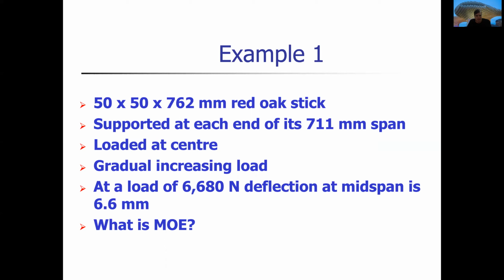It's loaded at the center. The load is gradually increased. That is important because if the load came all of a sudden, we would have different conditions. When the load is 6,680 Newtons, the deflection at the midspan is 6.6 millimeters.